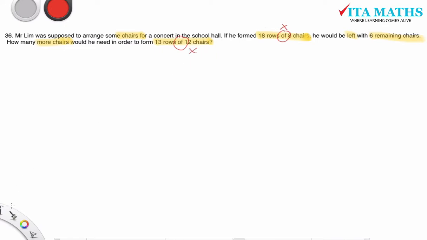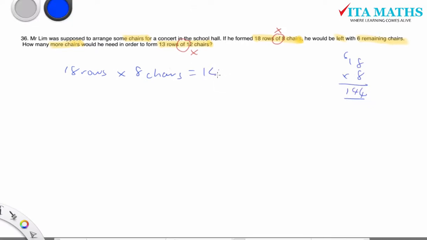So for this question, what we're looking at is 18 rows of 8 chairs. And that equals, let's do the working here, 4, 6, this is 144, 144 chairs. Okay, now we have this.